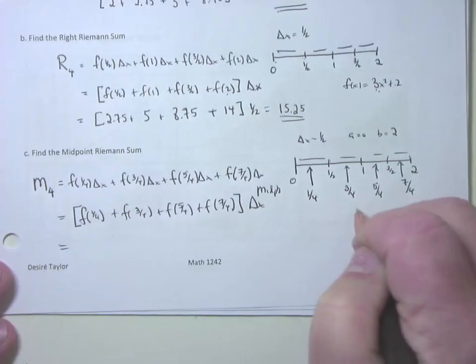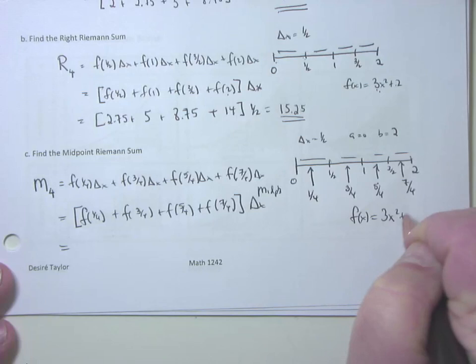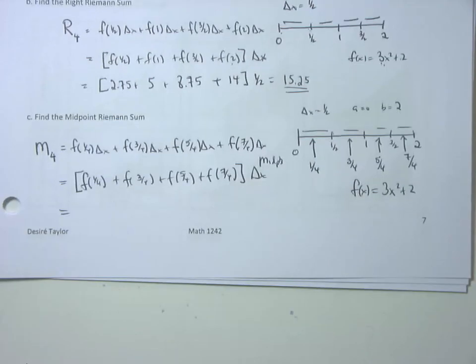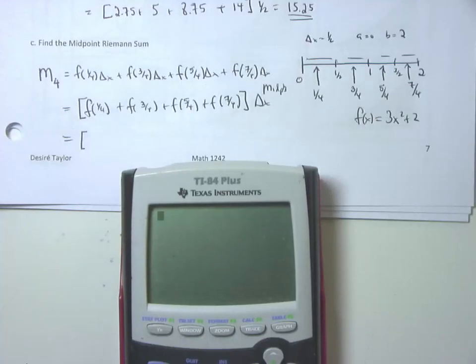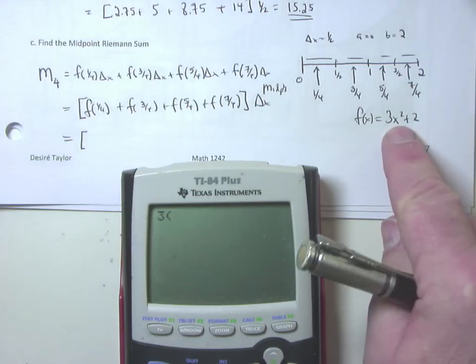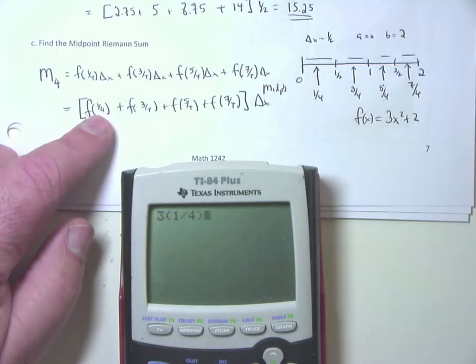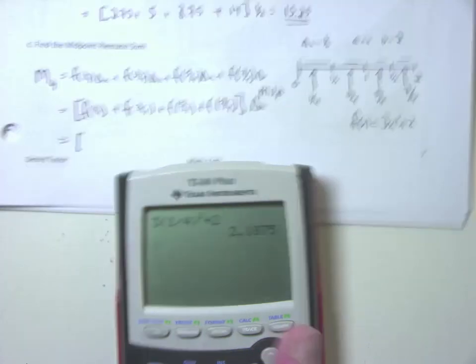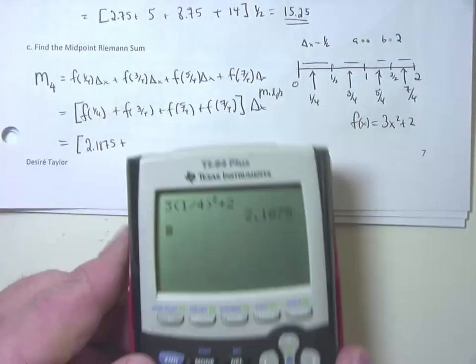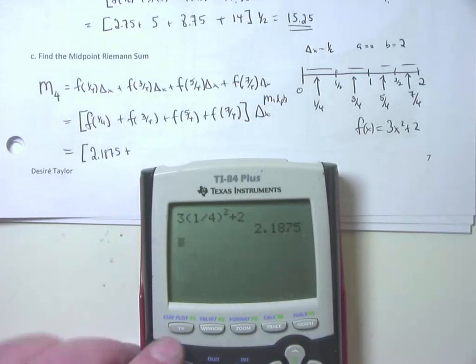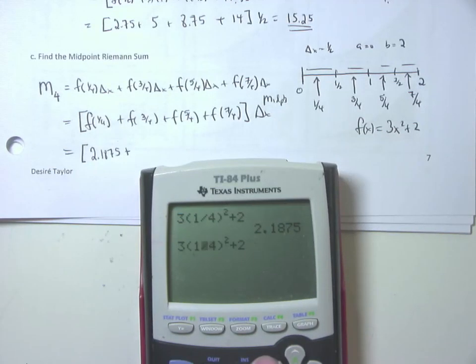Now again, your function hasn't changed. It is 3x squared plus 2. But now I'm going to use my calculator to plug in these numbers because they're awkward fractions. So this will be 3 times my first x, 1/4, squared, plus 2, and I get 2.1875 plus, now I'm going to plug in 3/4 into my function. I'm going to use the second entry, recall down the last thing and change that 1/4 to a 3/4, saves lots of time.